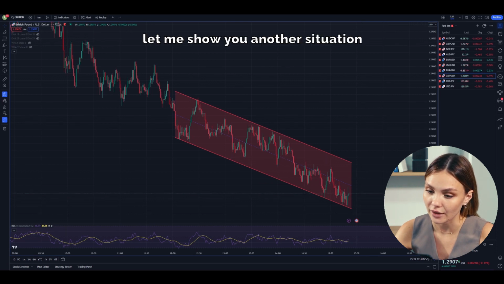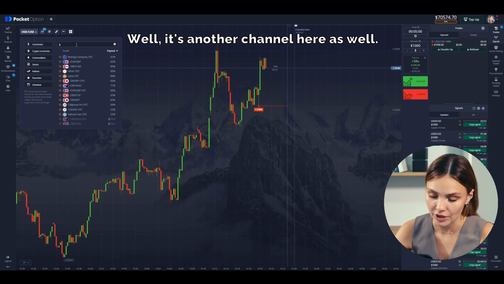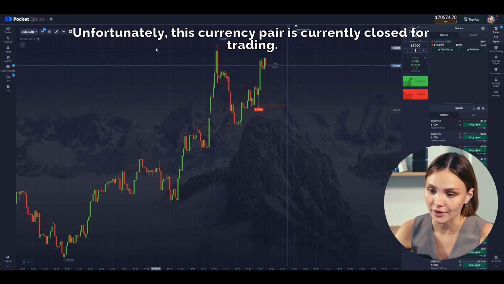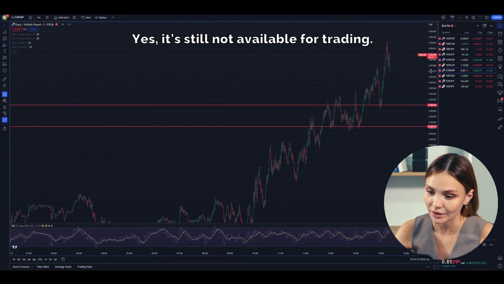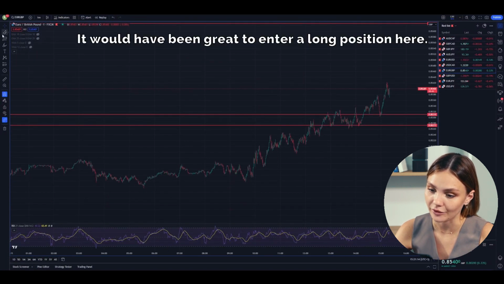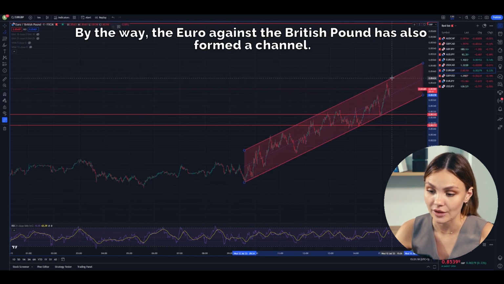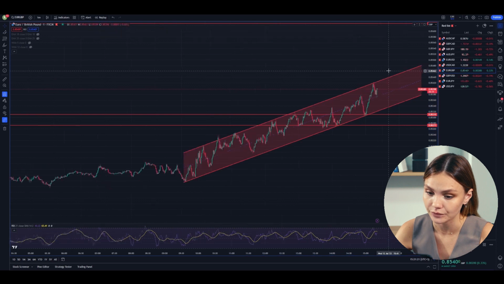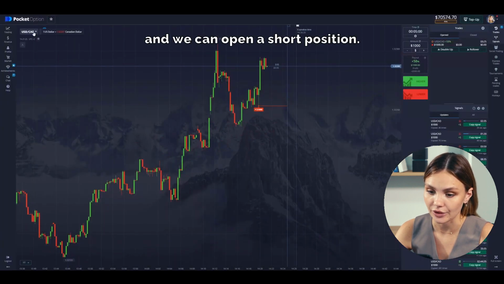Let me show you another situation with the British pound against the US dollar. Well, it's another channel here as well. Unfortunately, this currency pair is currently closed for trading. Yes, it's still not available for trading. It would have been great to enter a long position here. By the way, the euro against the British pound has also formed a channel. Yes, the price is also moving within a channel here, and we can open a short position.